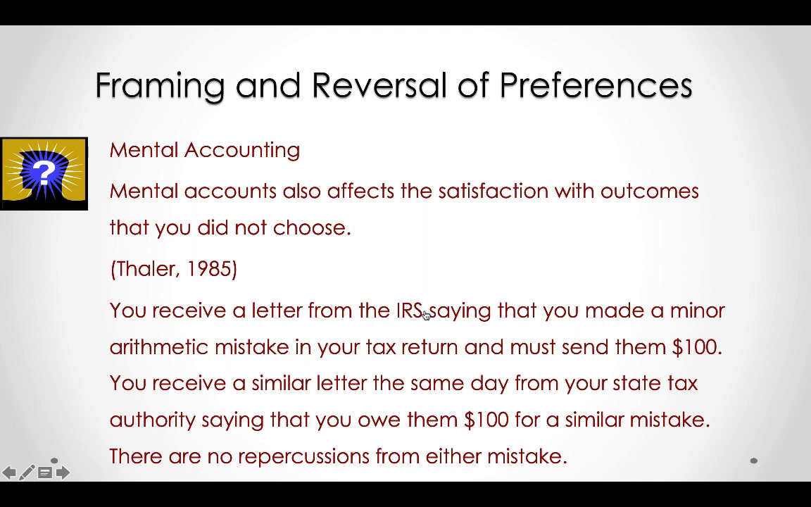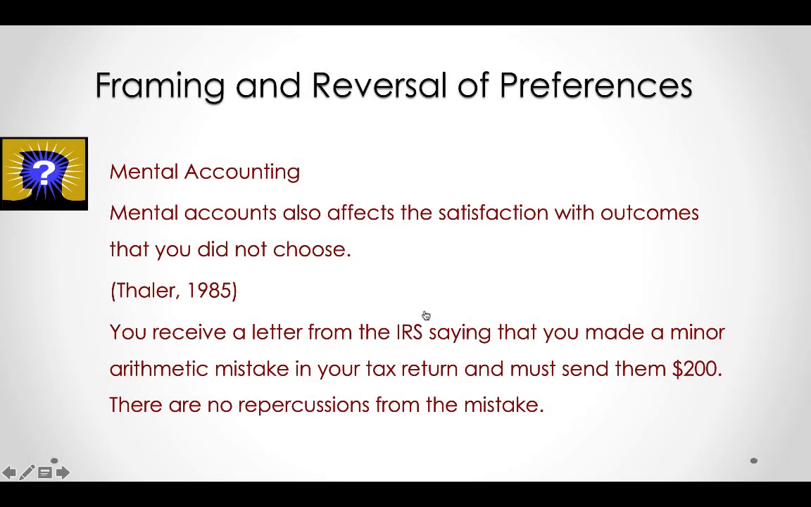All right, so mental accounts affect the satisfaction that comes with the decisions we make. For example, in another example from Richard Thaler, you receive a letter from the IRS saying that you made a minor arithmetic mistake on your tax return and you must send them $100. You receive a similar letter the same day from your state tax authority saying that you owe them $100 for a similar mistake. So that's one example: we pay $100 to the IRS and $100 to the state tax authority, two losses of $100 each.